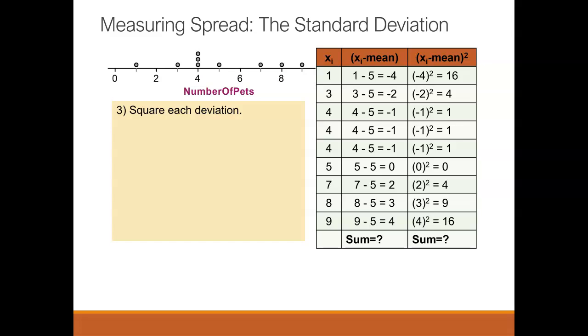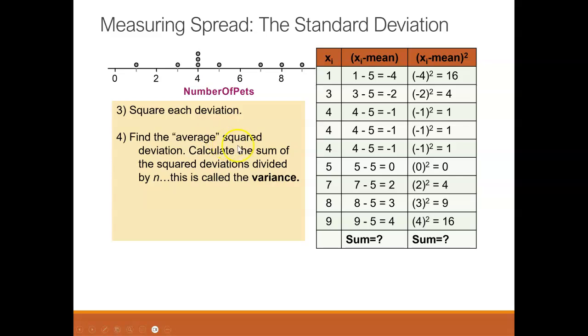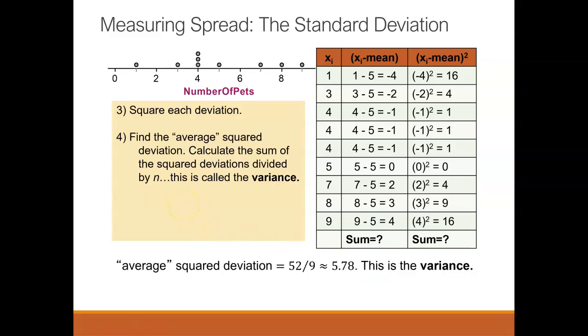Everybody's okay there? After I've squared them, I'm going to find the average of those squares. So I'm going to add these all up and divide by 9. That number is called the variance. And then if I square root the variance, I get the standard deviation.